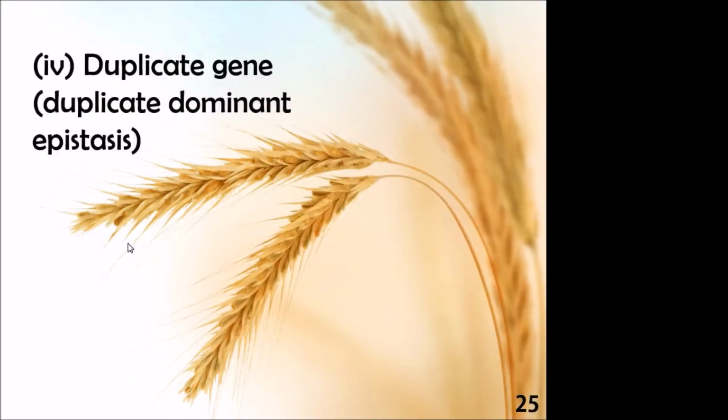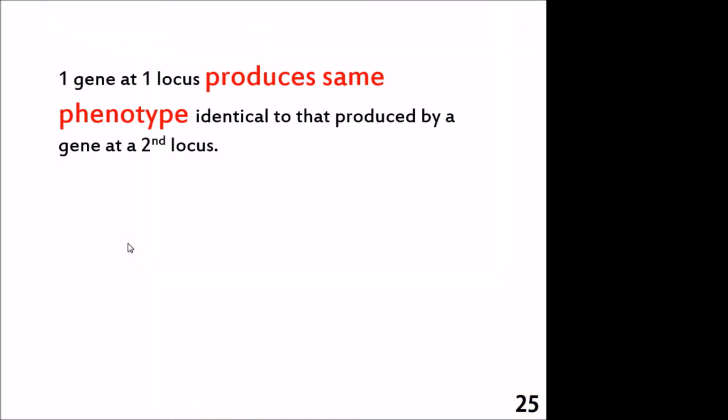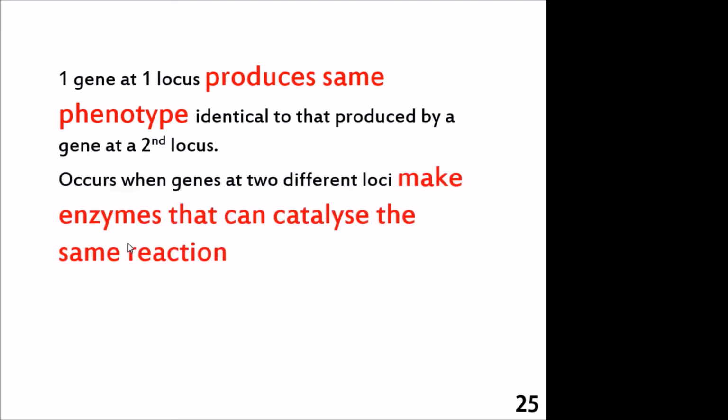Last one. This is called duplicate dominant epistasis. Let's take a look at it. In this case, one gene at one locus produces the same phenotype, which is identical to that produced by a gene on the second locus. What does it mean? It means that there's duplication.